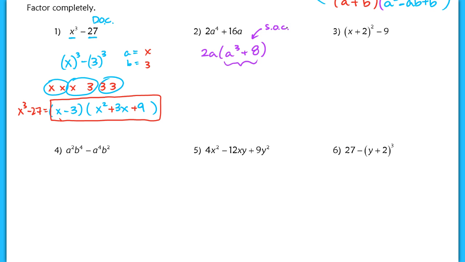So here I have a sum of cubes because I can write that as a to the third power plus 2 to the third power. So that's definitely in the form a cubed plus b cubed. So I've just identified the a and the b. So here I have a equals a and b equals 2. Okay? So now when I go to factor this, I definitely know that this is going to factor down further. So I'm just going to keep that 2a here for a second.